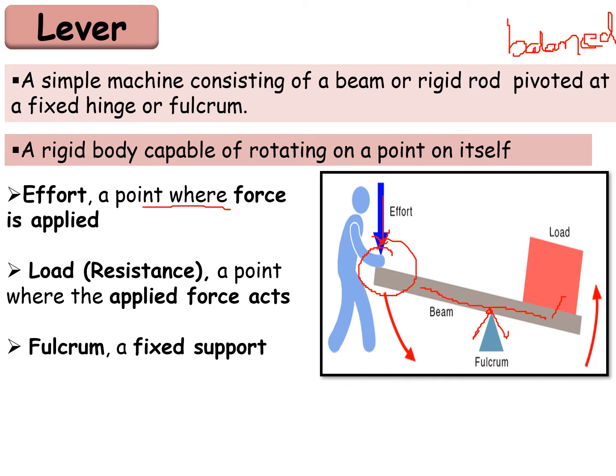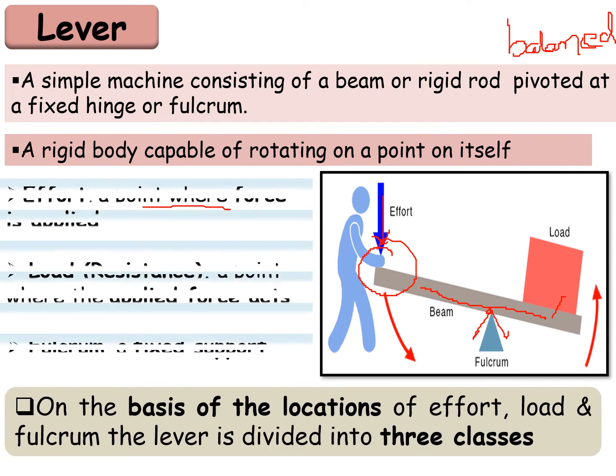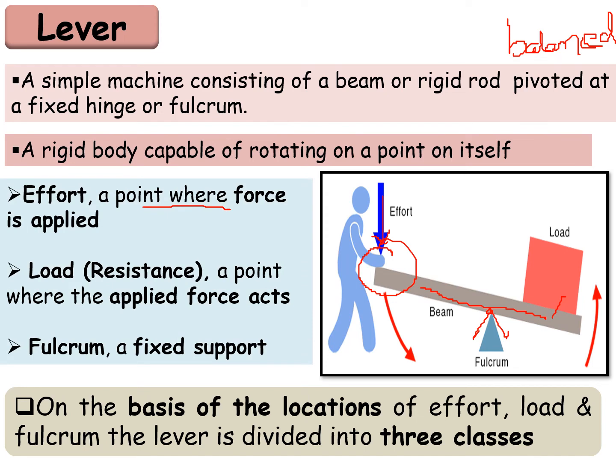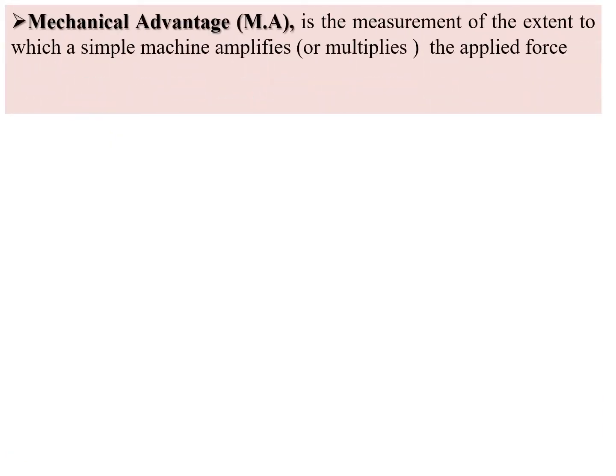So once again, what is effort? Effort is a point where force is applied. Load or resistance, some books say resistance also, is a point where the applied force acts, and fulcrum is a fixed support. Now, on the basis of the location of the effort, the load and the fulcrum, the lever is divided into 3 classes. But before that, let's understand what is mechanical advantage. Shortly, it is abbreviated as MA.